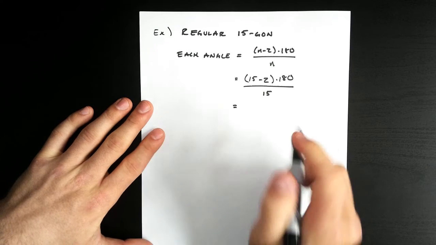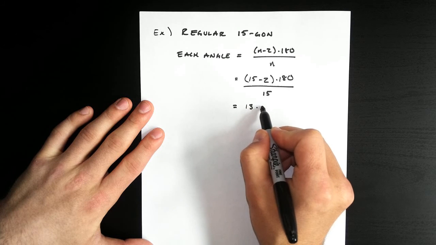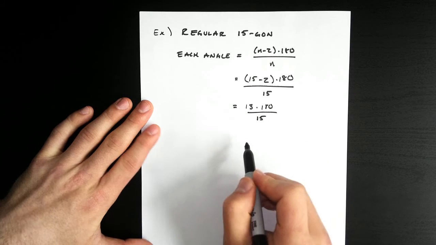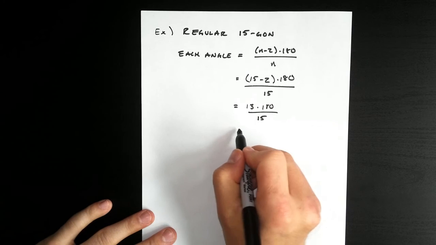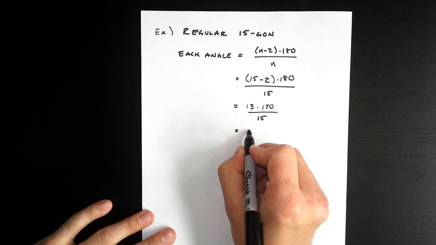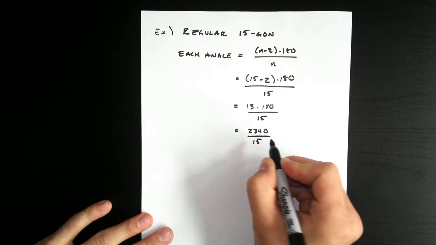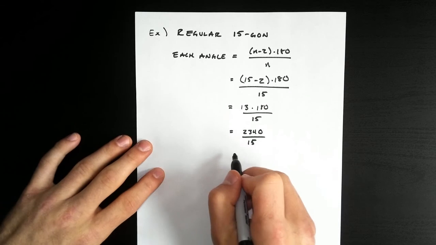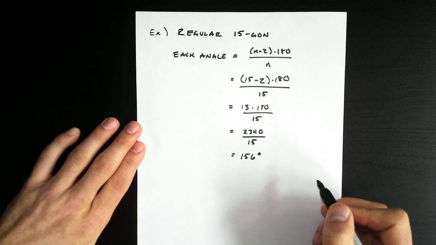So doing a little bit of simplifying, 13, that's the number of triangles we can split it up into. Each one of those has 180. We'll divide that by 15. So in the numerator, 13 times 180, 2,340. And then dividing that by 15, we end up with each angle is 156 degrees.